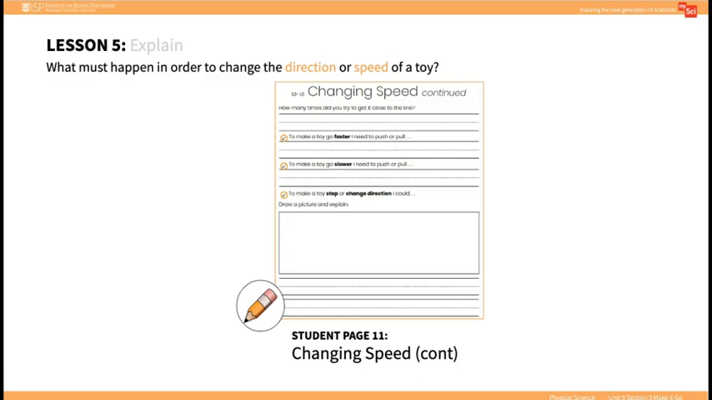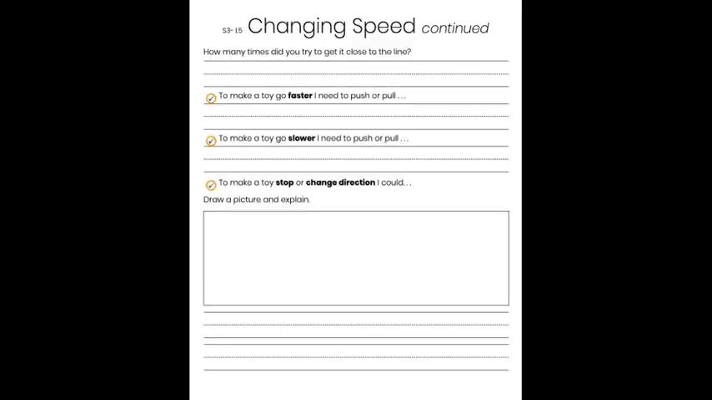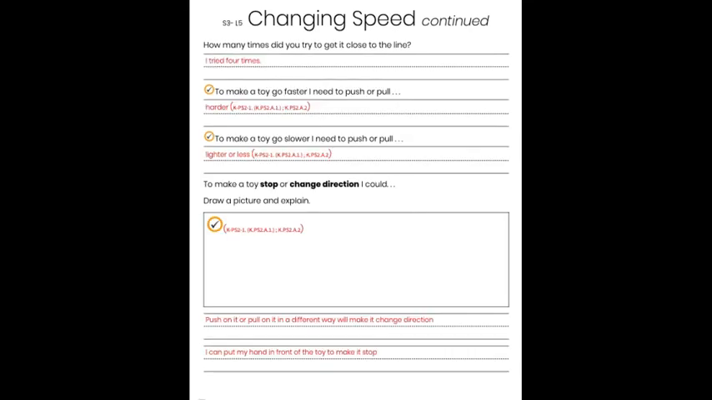Then direct students to the second page of Changing Speed, student page 11, shown here. Support students by reading each question or sentence stem on this page or modeling how to answer these questions. The last question asks students to describe how to make a toy stop or change direction. A teacher key is provided here on teacher page 16.